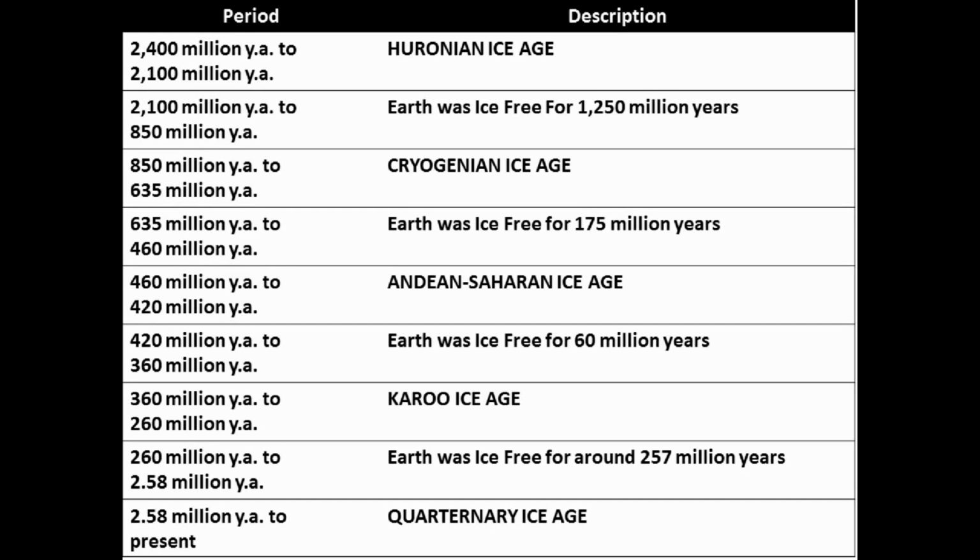One fact that is worth noting can be gleaned from a summary of the different periods. Out of the last 2,400 million years, 1,742 million years were ice-free. Ice ages occupied only around 658 million years. That's almost a 3-to-1 ratio of ice-free to ice age.